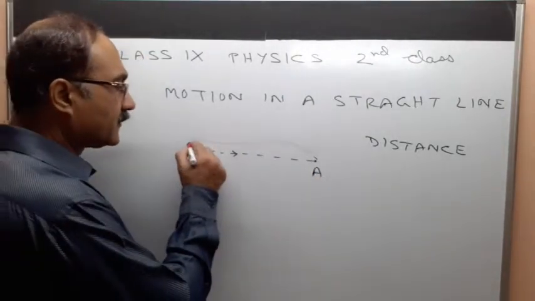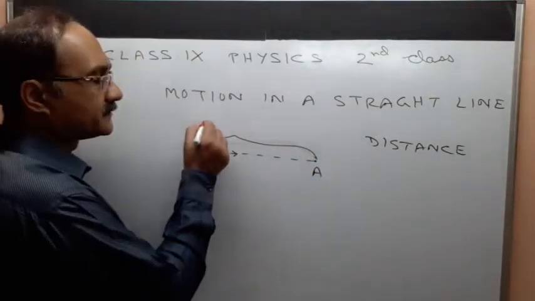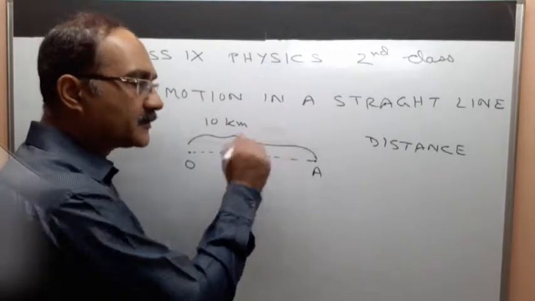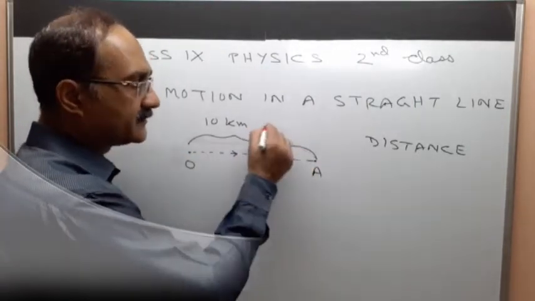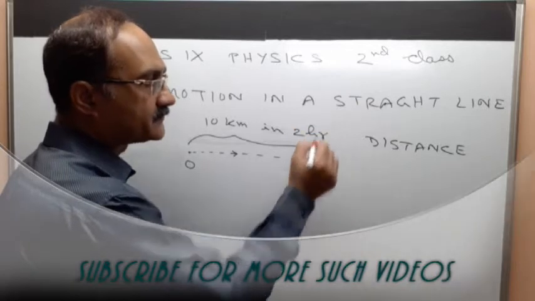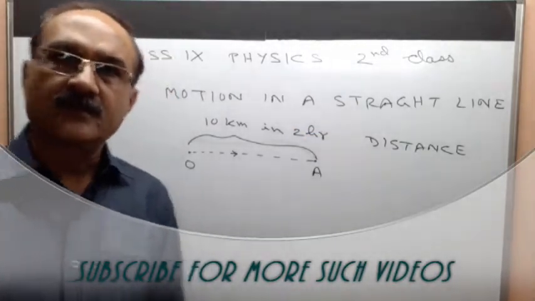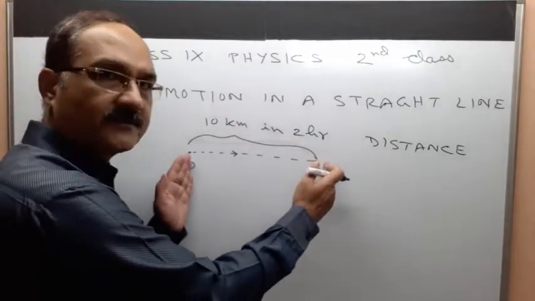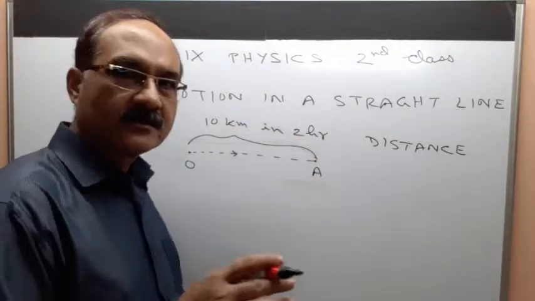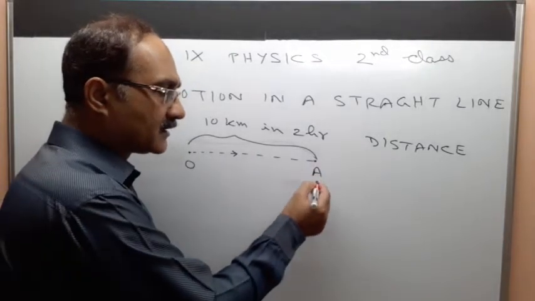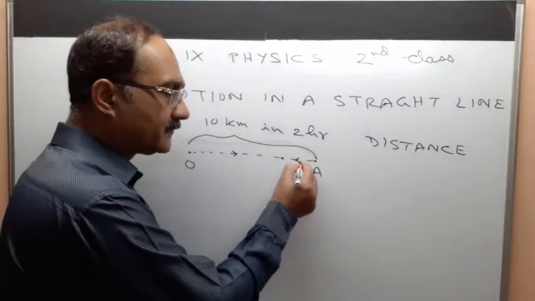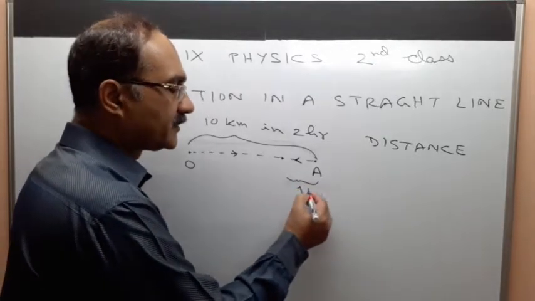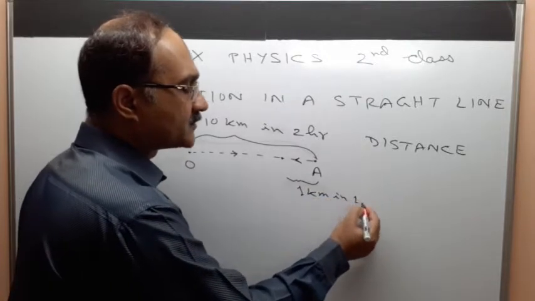Now, if OA is 10 kilometers and the body moves it from here to here in 2 hours, then we will say the distance traveled by the body is 10 kilometers. Simple. Now say in next 1 hour it comes from A to this point B. So say this is 1 kilometer. It comes back in 1 hour.